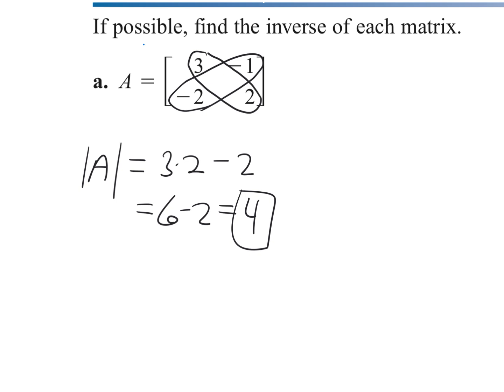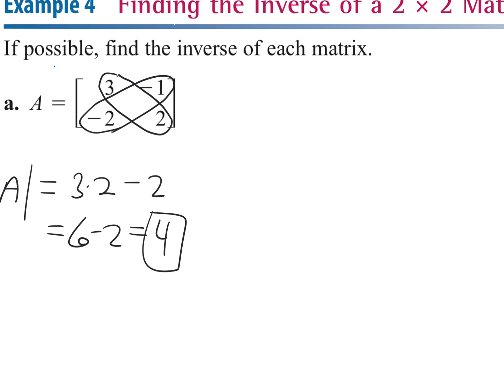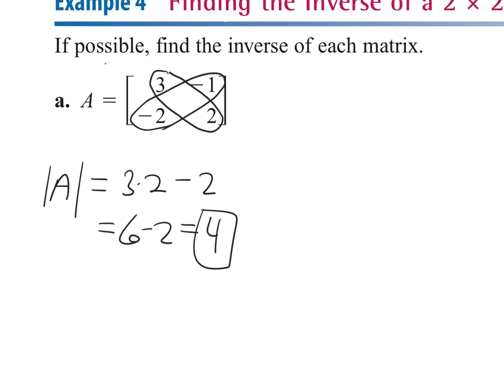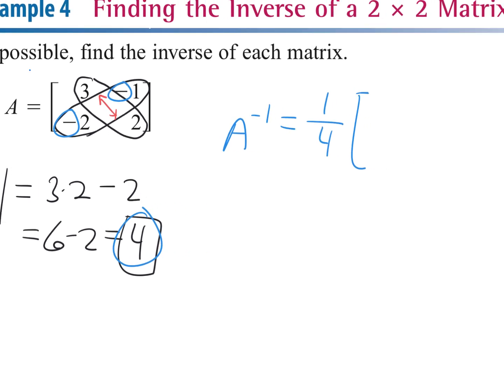And now to actually find the inverse, it's going to be 1 over that number times whatever you get when you switch these numbers in the major diagonal and then change the signs in the minor diagonal. So we're going to have A inverse is the same as 1 over the determinant, which is 4, times flip the major diagonal, so 2 and 3, and then change the signs of the minor one, 1 and 2.